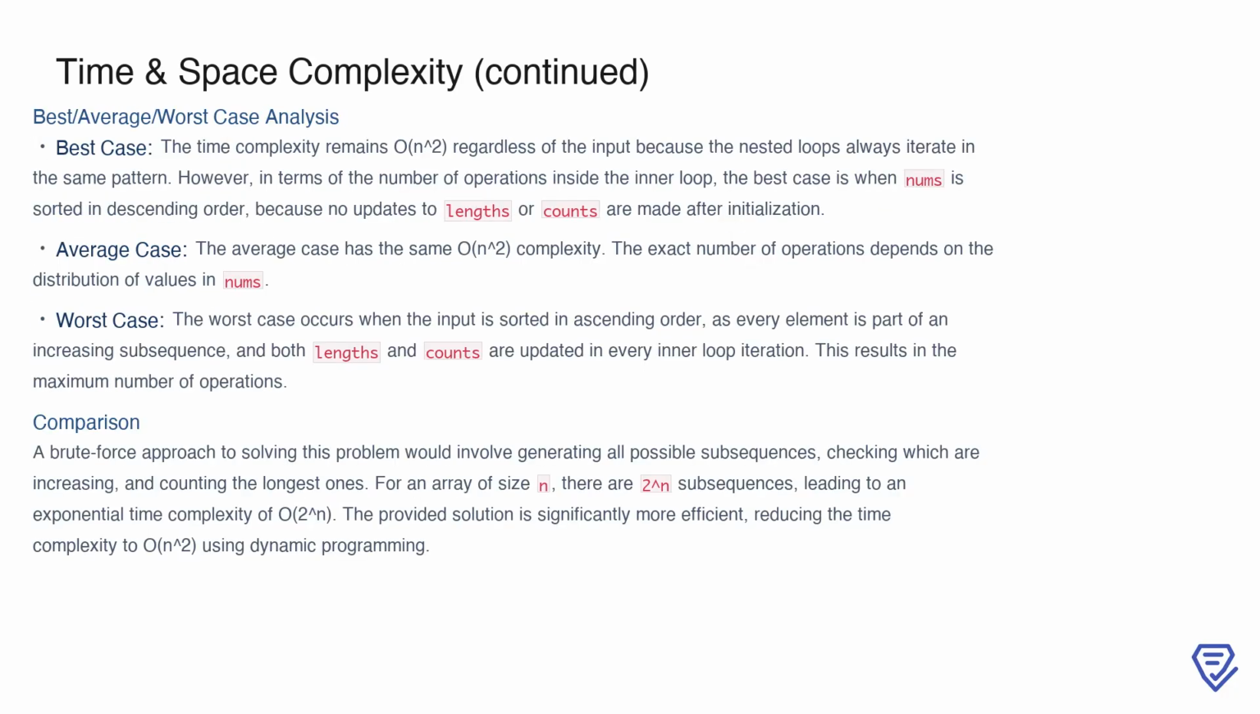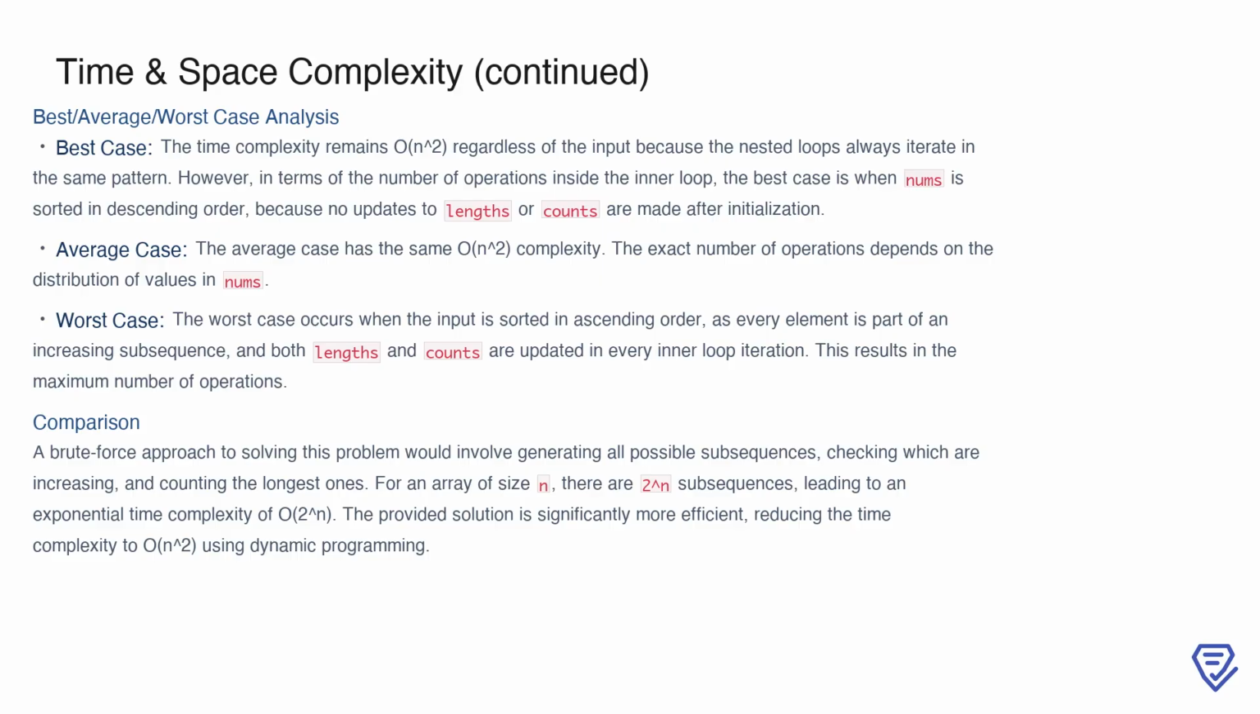To better understand the efficiency of this solution, we can analyze the best, average, and worst cases. Interestingly, the time complexity remains n squared in all cases because the nested loops always iterate in the same pattern. However, the number of operations within the inner loop can vary. In the best case, where the input array is sorted in descending order, no updates to the lengths or counts arrays occur after initialization, minimizing the work done inside the inner loop.